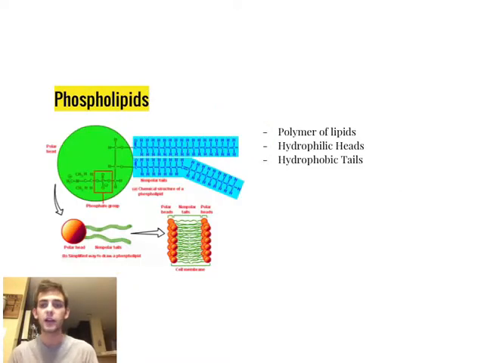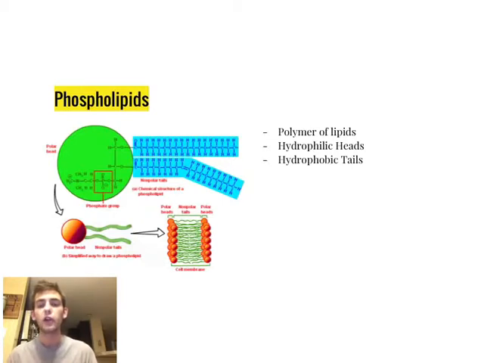Here's a simplified diagram of what a phospholipid looks like. It's going to have a phosphate head and two fatty acid tails. We've already talked about lipids, and we've discussed how lipids are composed of fatty acids. Well, a polymer of lipids is a phospholipid, and that plays an important role in the plasma membrane. It has two main parts. It has a hydrophilic head.